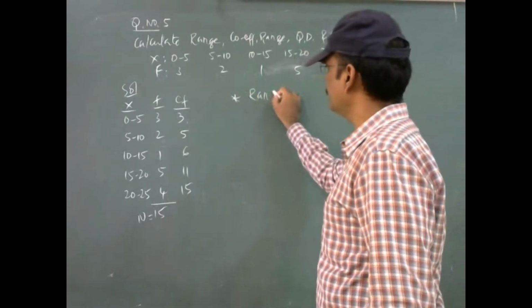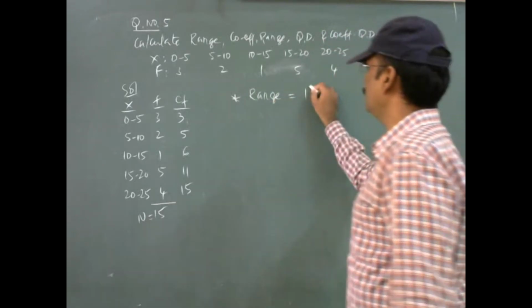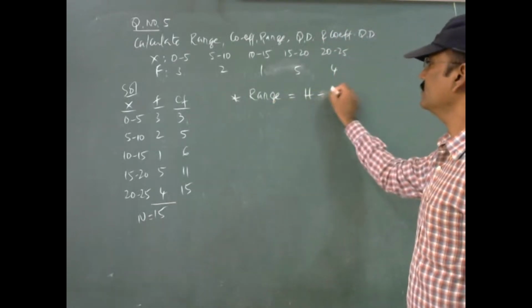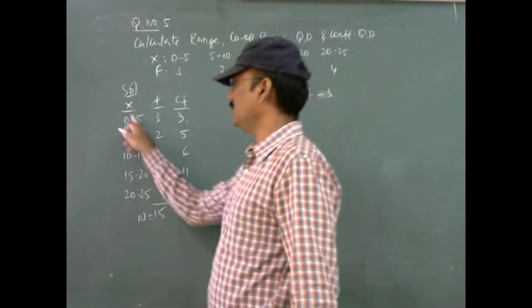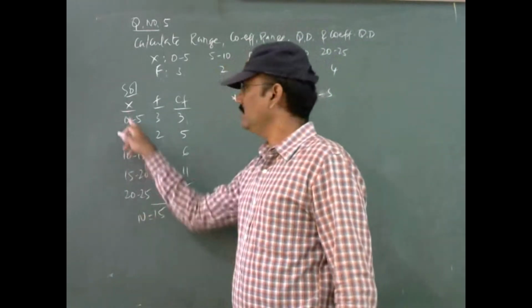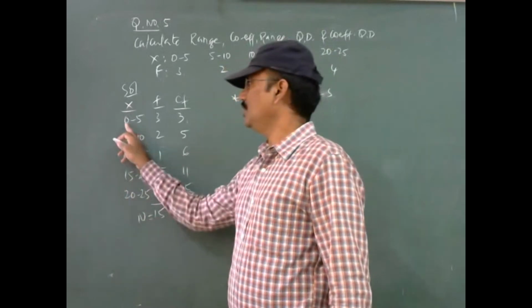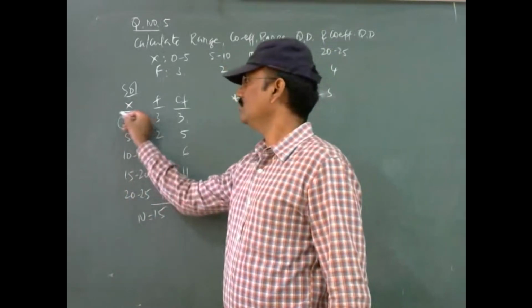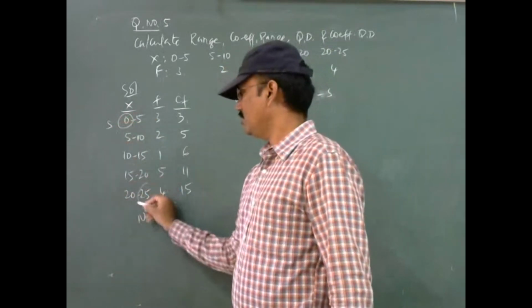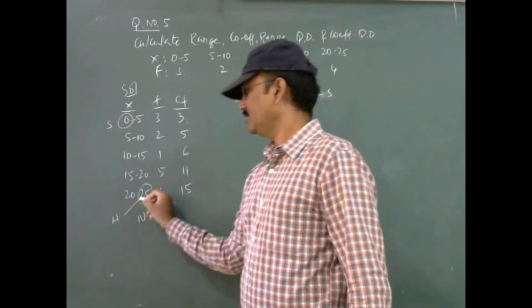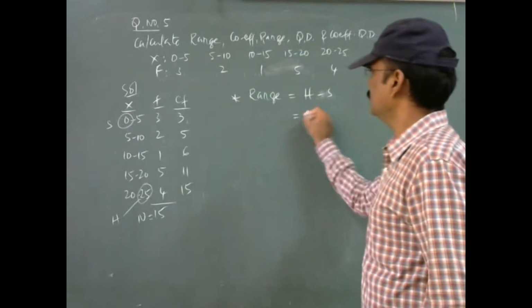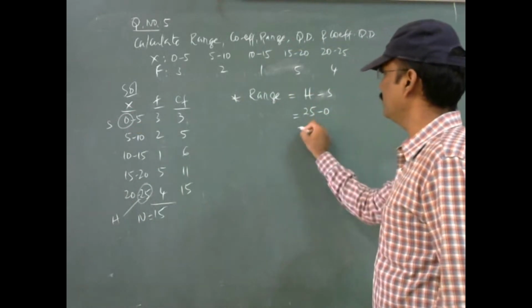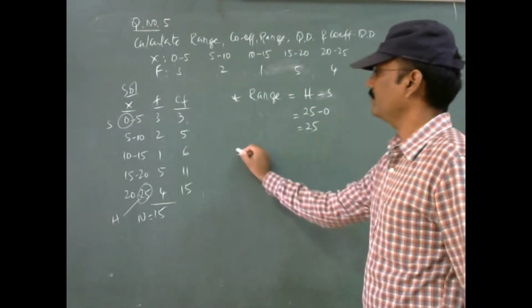What is the range? Range equals H minus S. H is the highest value in the variable and S is the lowest. Lowest means 0, 0 is the smallest. 25 is the highest. So 25 minus 0 is 25.